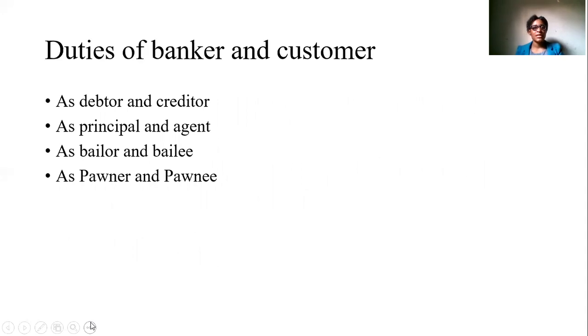Okay, so number one is duties as debtor and creditor. Number two, duties as principal and agent. Then duties as bailor and bailee. And lastly, duties as owner and pawnee. So no wonder we said banking law revolves around the relationship of banker and customer. This is why we say that, because mostly that is what we're looking at. It's the relationship of banker and customer.